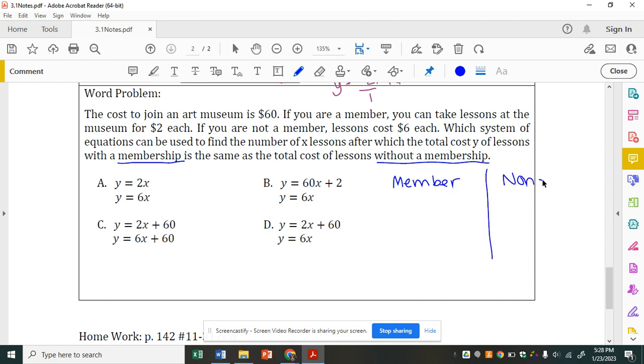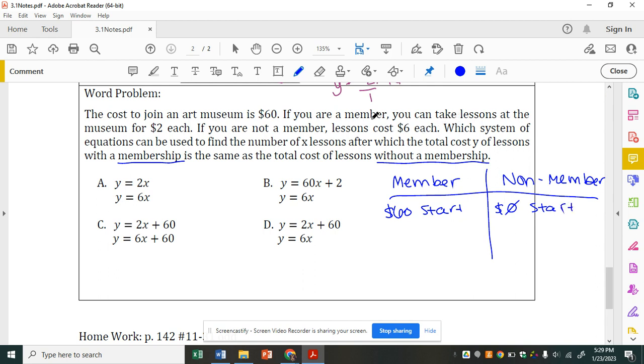Member and non-member. And I'm going to just use this to organize the information given to me. The cost to join an art museum is $60. That means you're joining it as a member. So you're paying $60 to start with just to become a member. If you're not a member, you're not paying anything up front. You're paying $0 to start with.